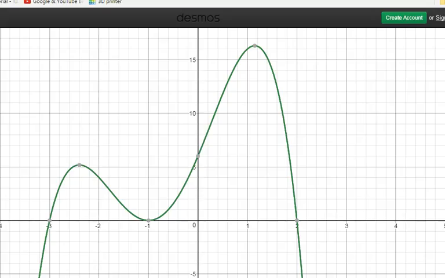Here's an example where we start with a graph and then try to figure out what the equation is. So, observations. I have 1, 2, 3 turning points. It's pointing down on both sides. It has a zero here, a different kind of zero here, and another kind of zero here. And there, it has that y-intercept.